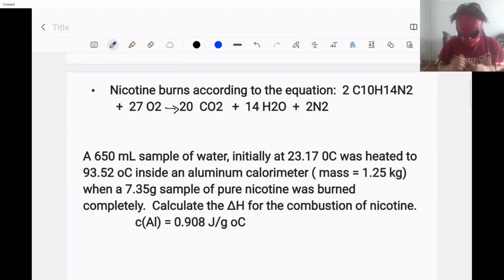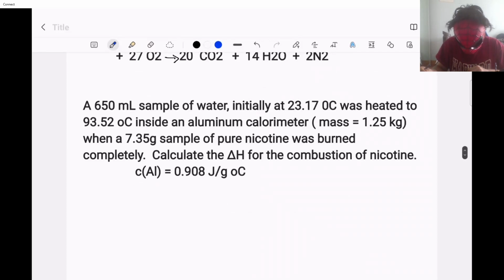In this question, nicotine burns according to this equation given. A 650 milliliter sample of water initially at 23.17 degrees Celsius was heated to 93.52 degrees Celsius inside an aluminum calorimeter. The mass of the aluminum calorimeter is given, and a 7.35 gram sample of pure nicotine was burned completely. Calculate the change in enthalpy for the combustion of nicotine. The specific heat capacity of the aluminum calorimeter is 0.90 joules over kilograms times degrees Celsius.